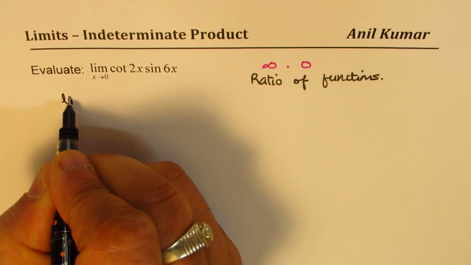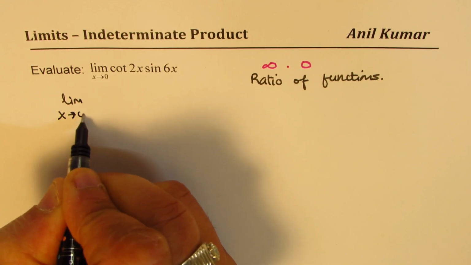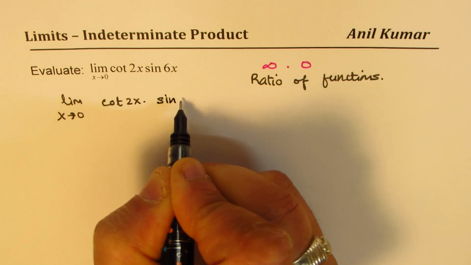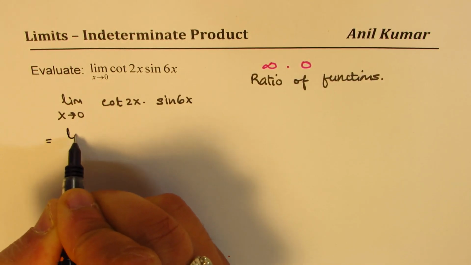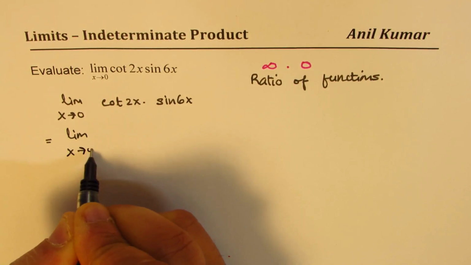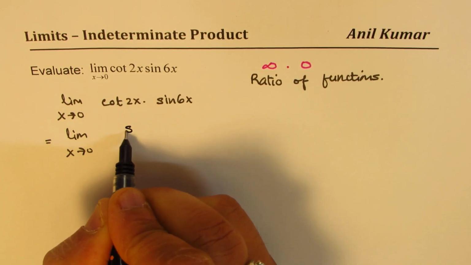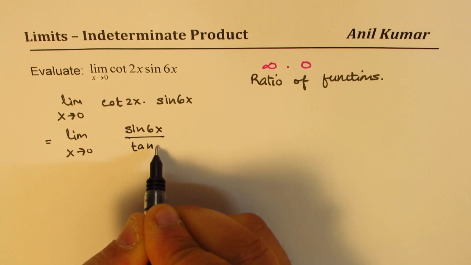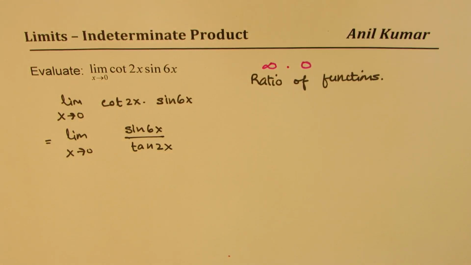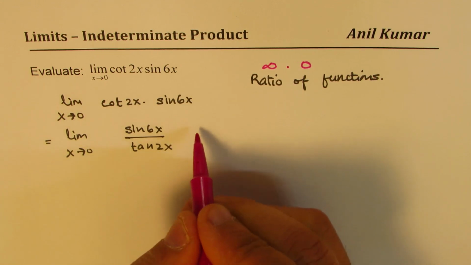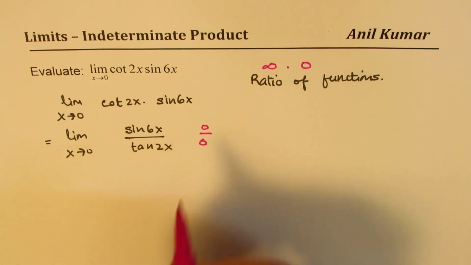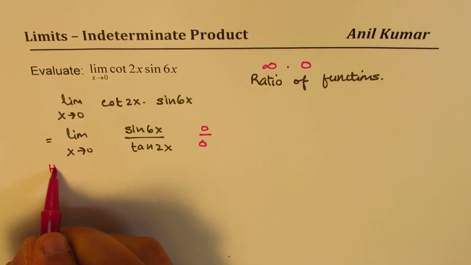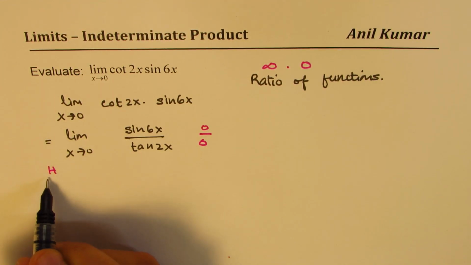Correct? So the question here, which is the limit when x approaches 0 for cot 2x times sine 6x, could now be written as the limit as x approaches 0. So cot is 1 over tan. So let's write it like this: sine 6x over tan 2x. Correct? So now what we get here is 0 over 0. Correct? We get a situation which is 0 over 0. So we can apply L'Hopital's rule and then find the limit.